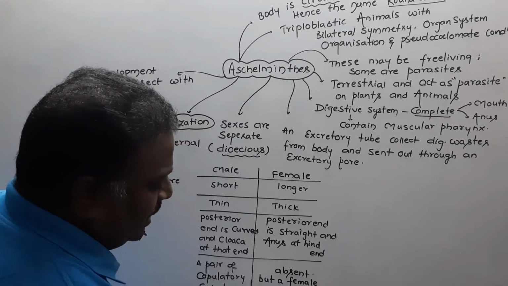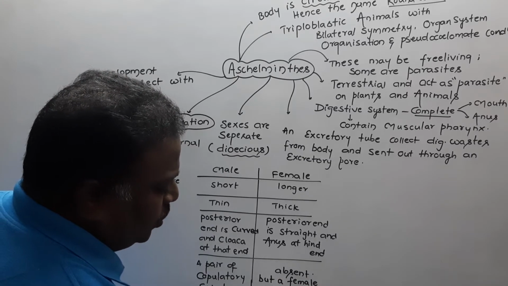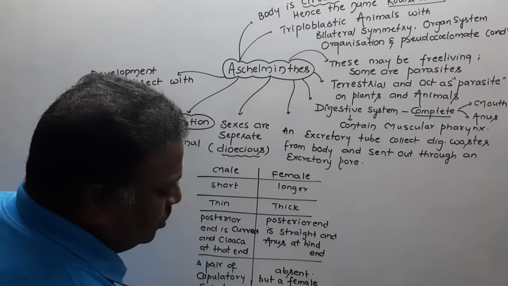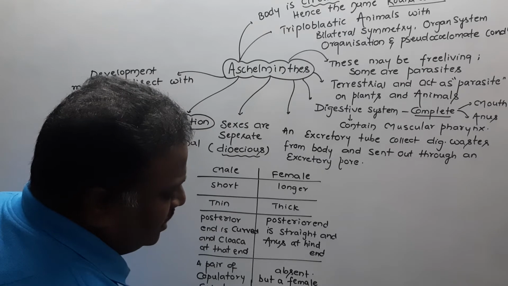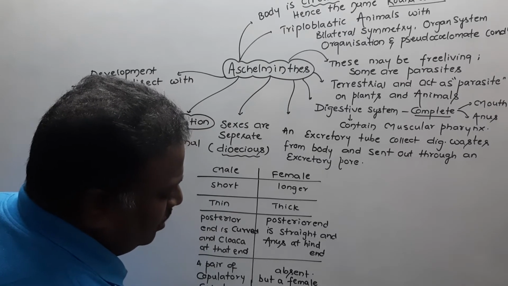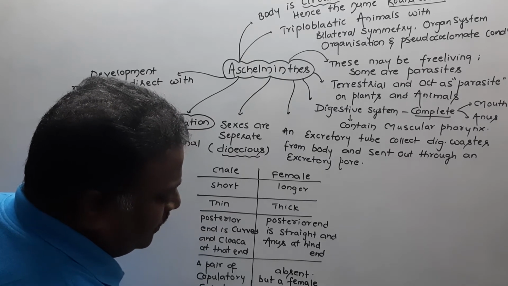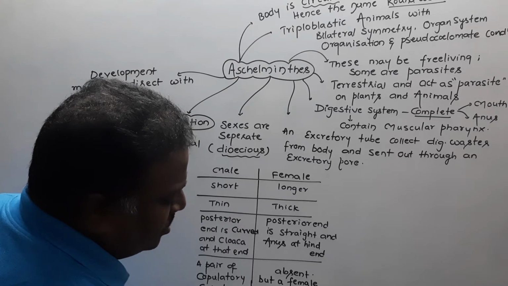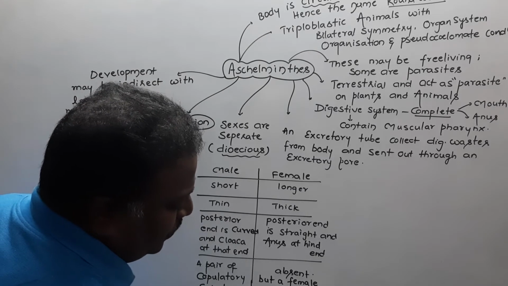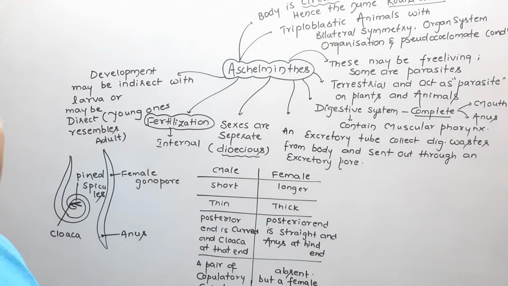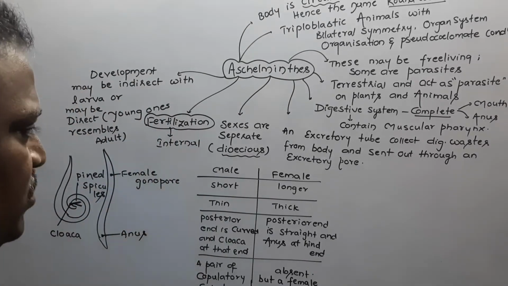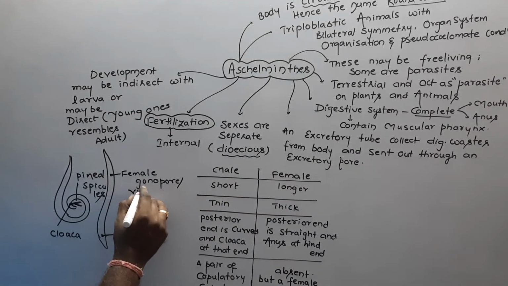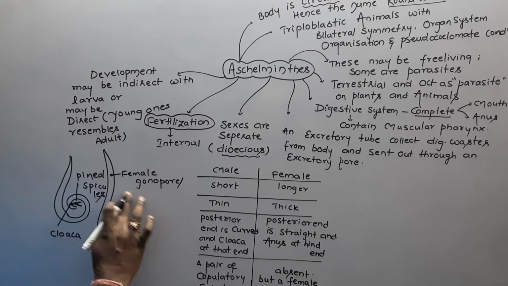But what is the pore we are clearly talking about? The female gonopore is present at the anterior one-third of the body. At the anterior one-third of the body, a female gonopore, otherwise called the vulva, is present. That's important. The female gonopore is also called the vulva. You just remember this point.